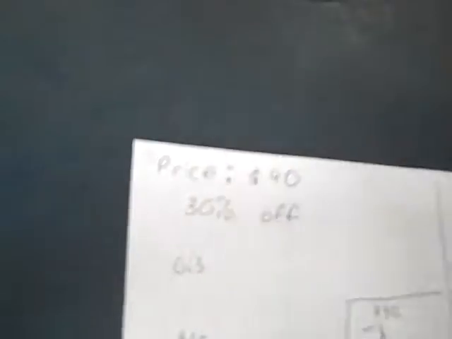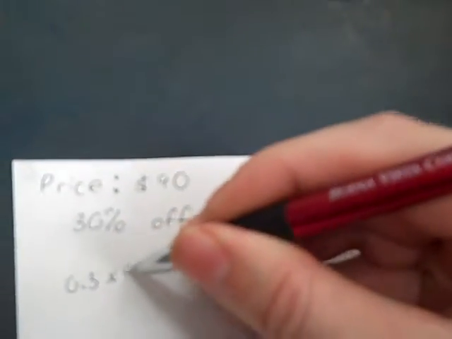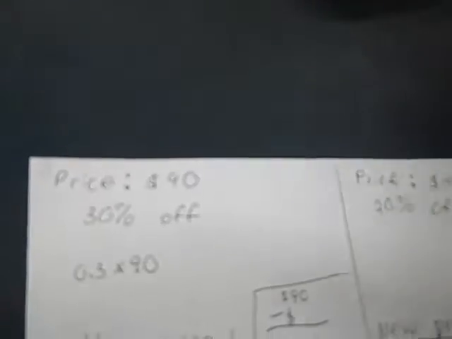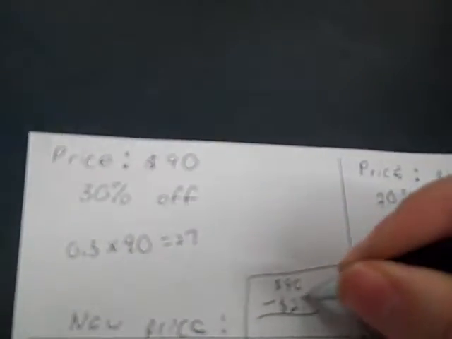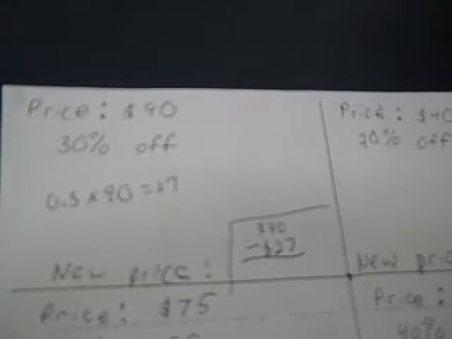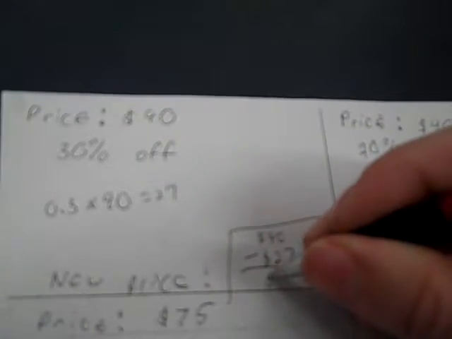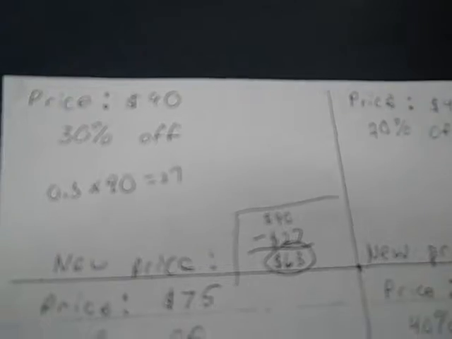We're going to take our percent, just like last week. I always divide percents by 100, and that's going to be 0.3. So I'm going to write that down. Then I can times that by the price. So 0.3 times $90 is 27. What that tells me is I can subtract $27 from my price. 90 minus 27 is $63. So just put that there, and that's your answer.